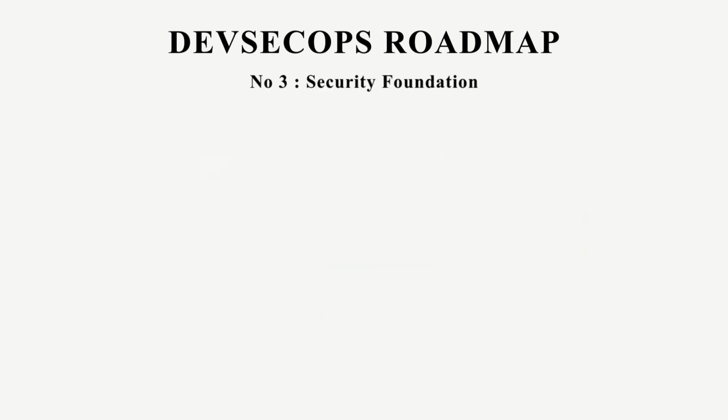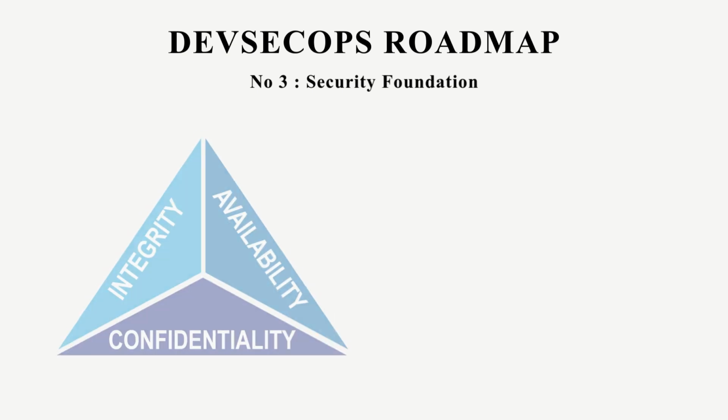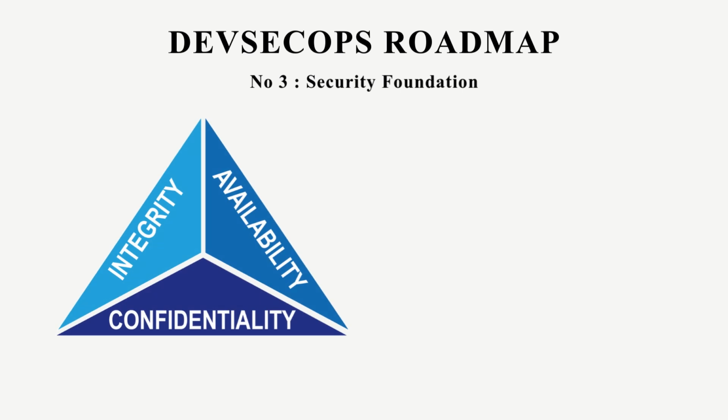Number 3, security foundations. Before learning tools, you must understand security foundations. One of the most important concepts in cybersecurity is the CIA triad. CIA stands for confidentiality, integrity, and availability. Confidentiality means data should only be accessible to authorized users. Integrity means data cannot be modified without permission. Availability means systems must remain accessible when needed.